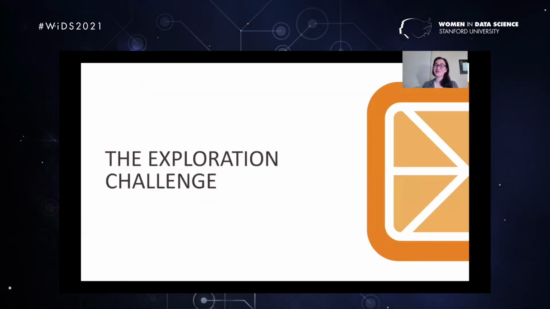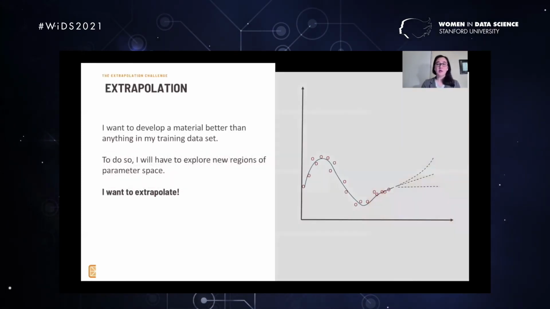Okay, so I've gone through now the first set of challenges and some of the solutions on the data side. Next, I want to turn to the exploration challenge. This is a very common query we get from customers at Citrine. They'll say, I want to develop a material better than anything in my training set. Now, of course, they're going to have a more specific use case than that.